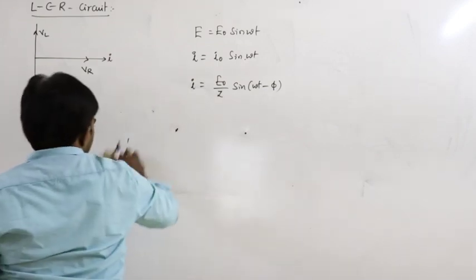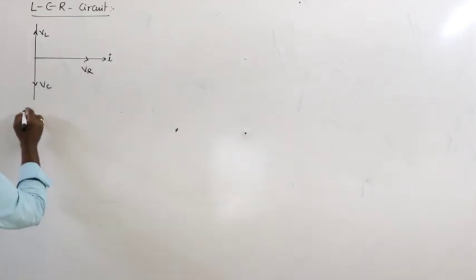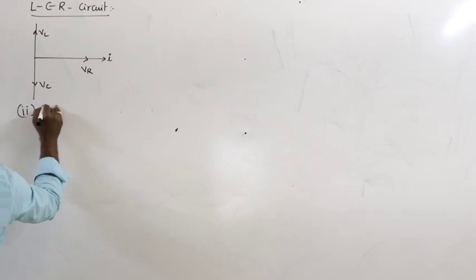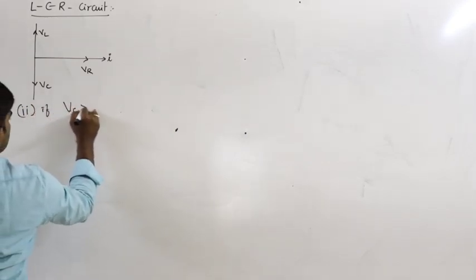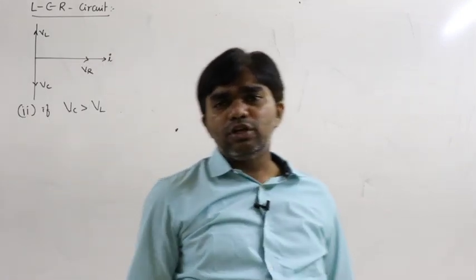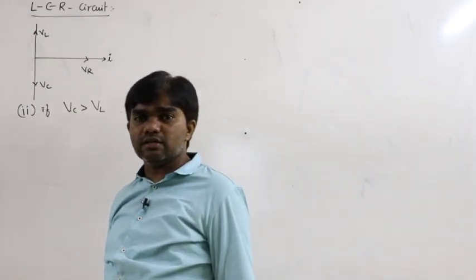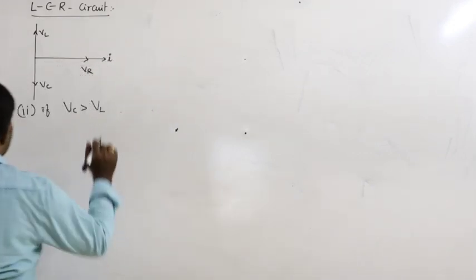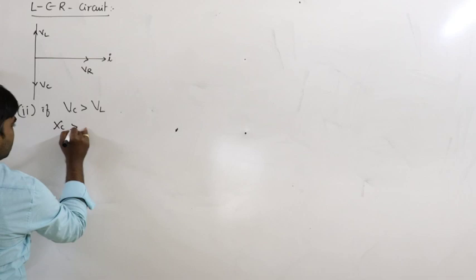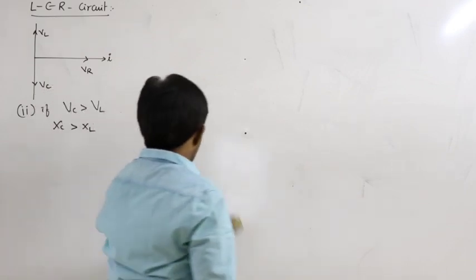Next, the second case is in the LCR circuit. What is the second case? Here the second case is if VC is greater than VL. That means the potential across the capacitor is greater than the potential across the inductor. Then that means capacitive reactance is greater than inductive reactance. Then what happens? What can we do now?